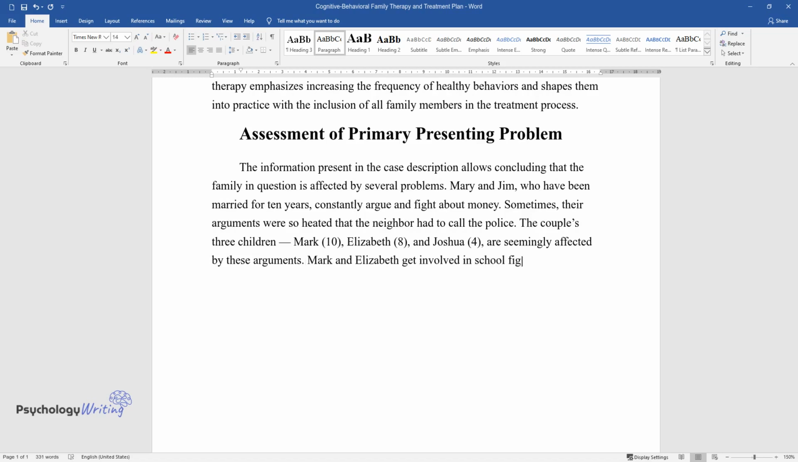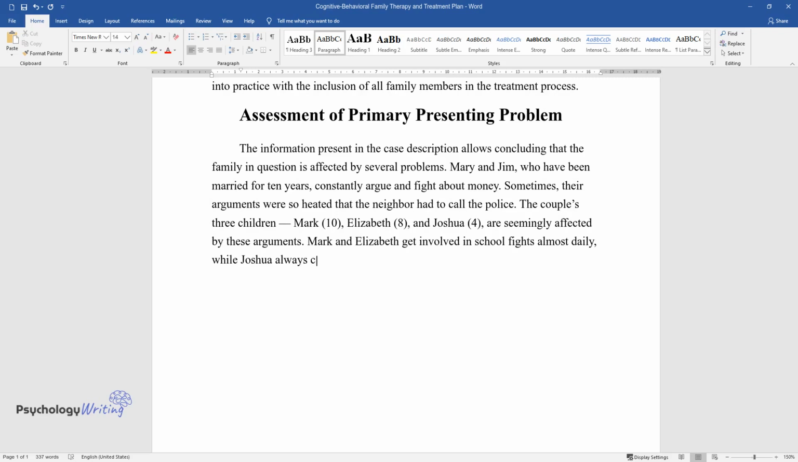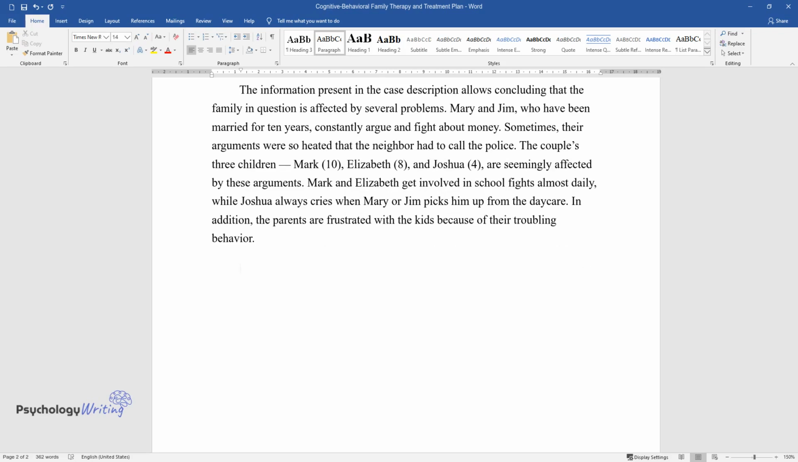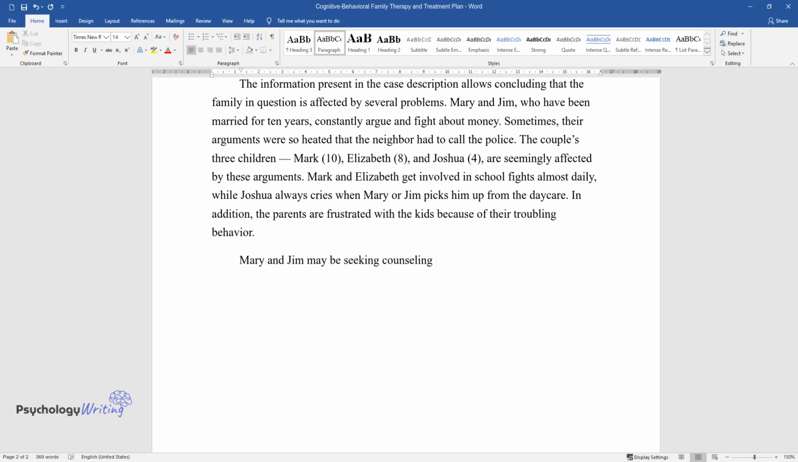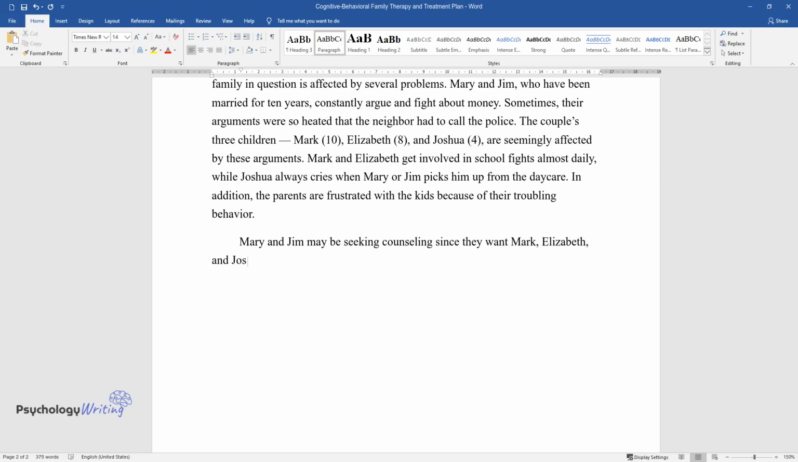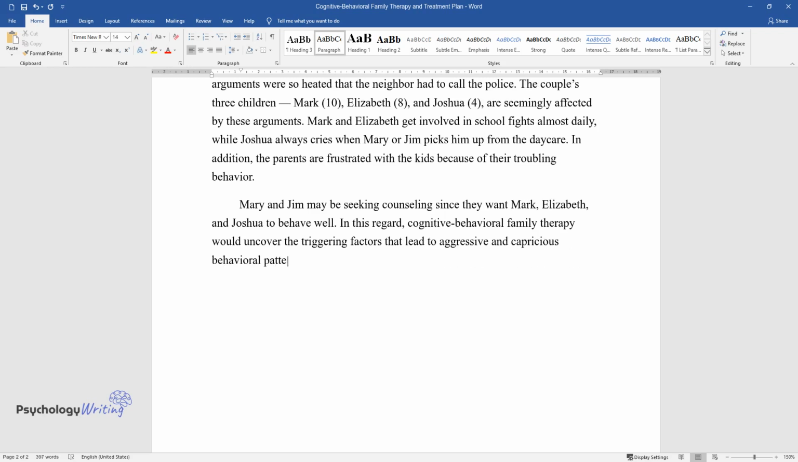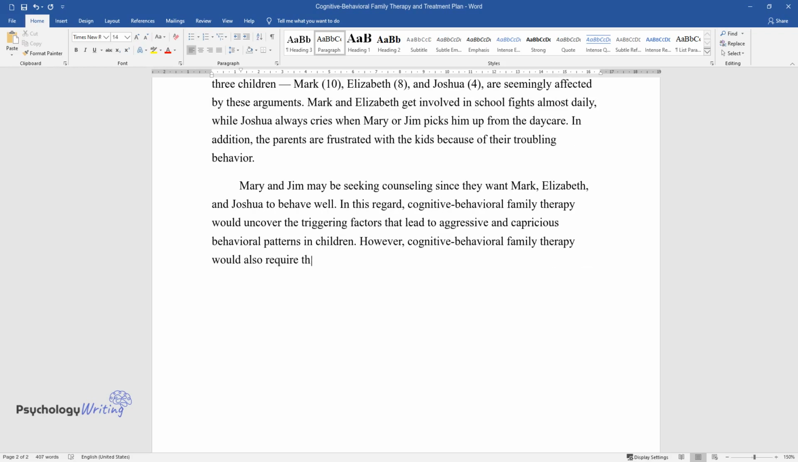Mark and Elizabeth get involved in school fights almost daily, while Joshua always cries when Mary or Jim picks him up from the daycare. In addition, the parents are frustrated with the kids because of their troubling behavior. Mary and Jim may be seeking counseling since they want Mark, Elizabeth, and Joshua to behave well. In this regard, cognitive behavioral family therapy would uncover the triggering factors that lead to aggressive and capricious behavioral patterns in children. However, cognitive behavioral family therapy would also require the whole family's involvement.